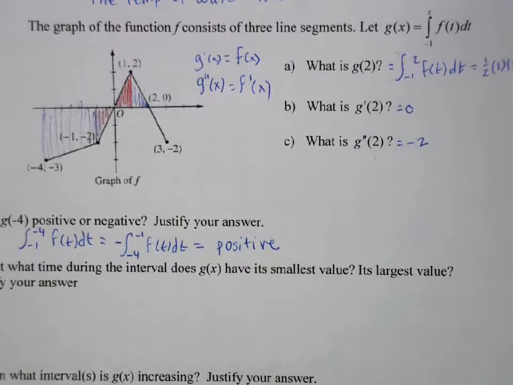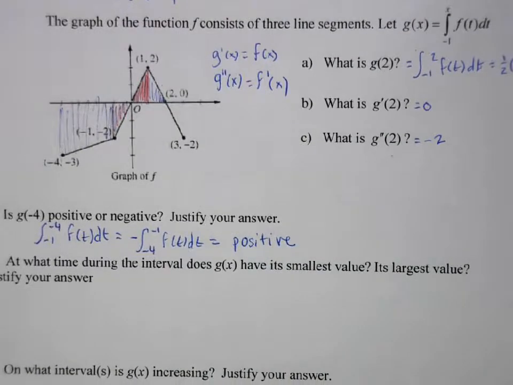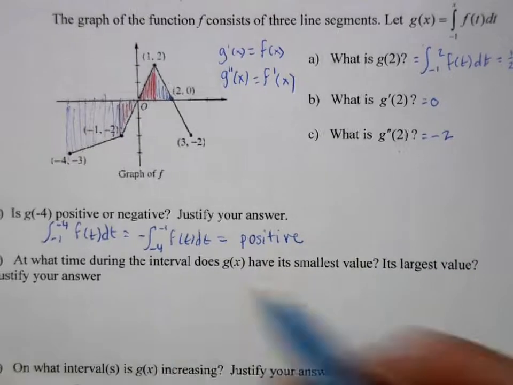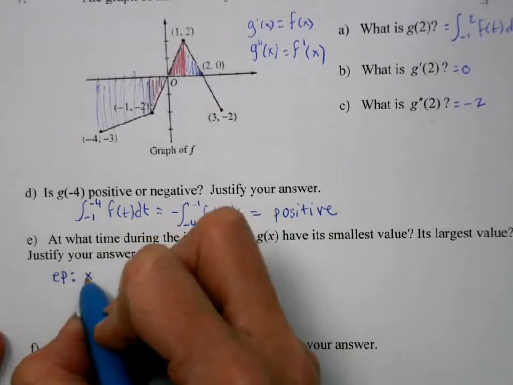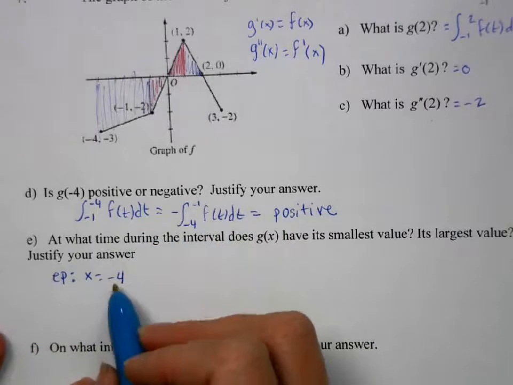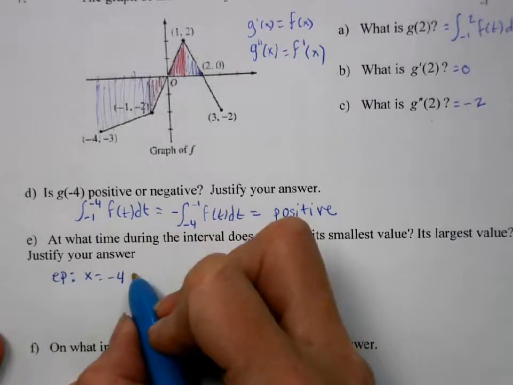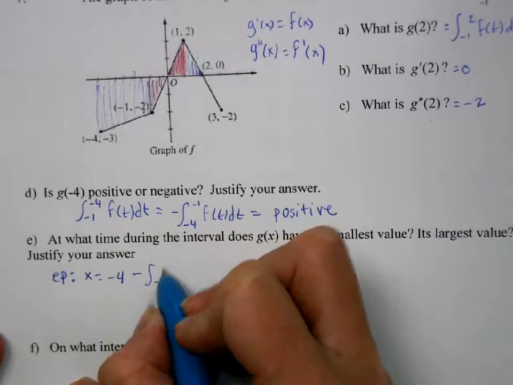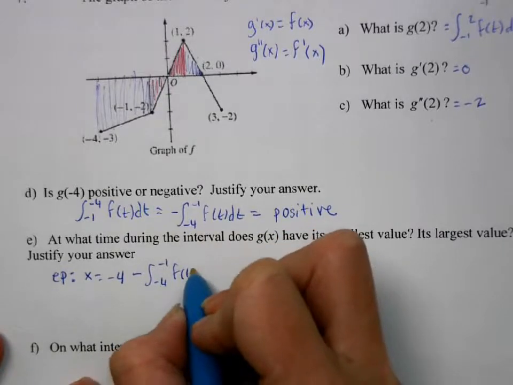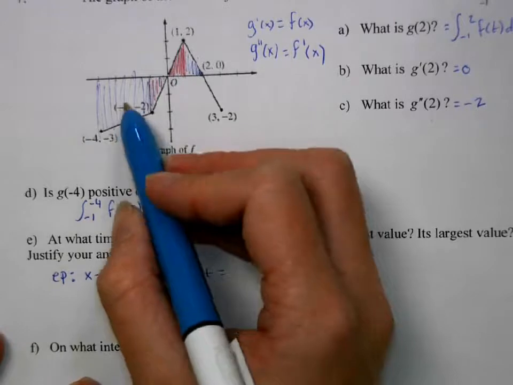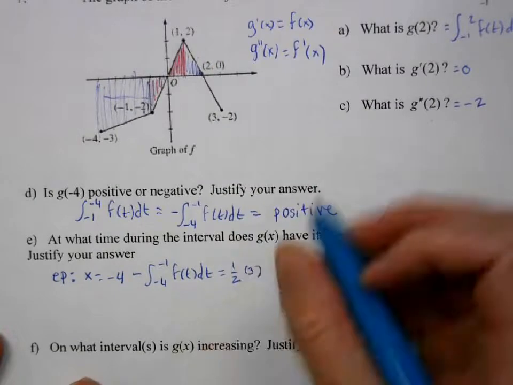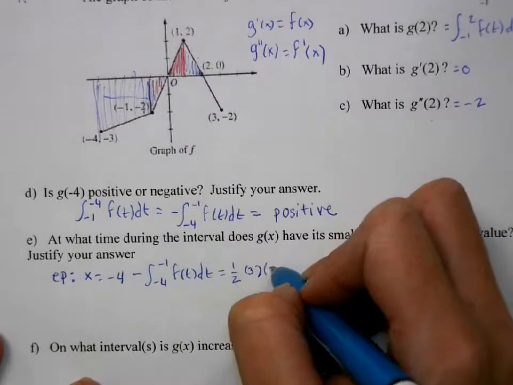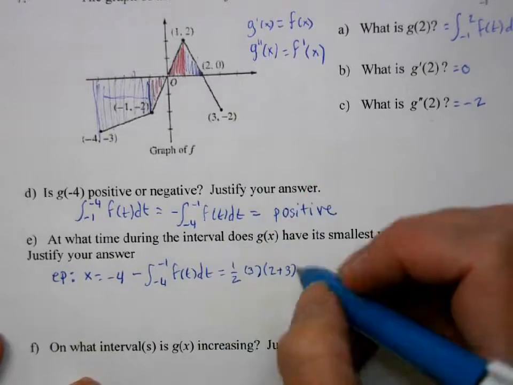Okay, at what time during the interval does g of x have the smallest value or the largest value? So what we want to do is check the endpoints and the critical points. Okay, so x equals -4. I've already established that's going to be negative times the integral from -4 to -1, which is the area of this trapezoid, which is 1/2 times the height of 3, and then the two bases are 2 and 3. So this is going to be 15 over 2, which is 7.5.